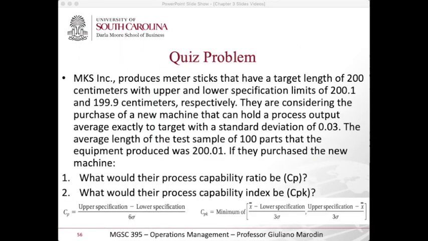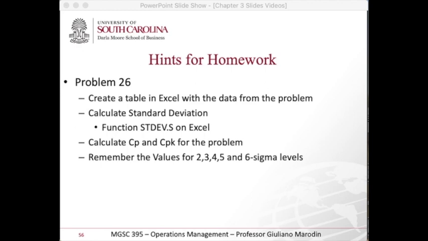So this is the quiz problem. You know what to do. You have a problem that gives you upper and lower specification limits, the standard deviation, and the mean. Put everything into the formula that we just saw and calculate the process capability ratio and the process capability index. After this video, do this math, go on Blackboard and answer the quiz. Remember, the quiz is 10% of the total grade, so it's pretty important. And we're going to do some in-class problems with CP, CPK, statistical process control, all that.